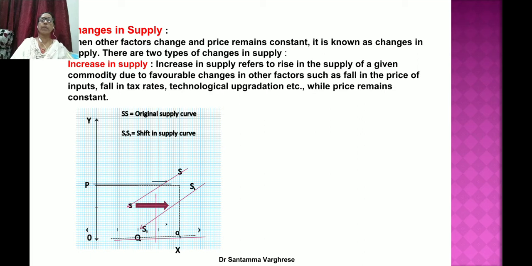are there. We studied the determinants. In the determinants you can see what the other factors are. So all these factors indicate that due to this change, the price remaining constant, the supply increases. To show the increase, you can see an arrow shown to the right side. The shifting of the supply curve, we can say, is the forward shifting of the supply curve. When the supply curve shifts forward, it indicates the increase in supply.